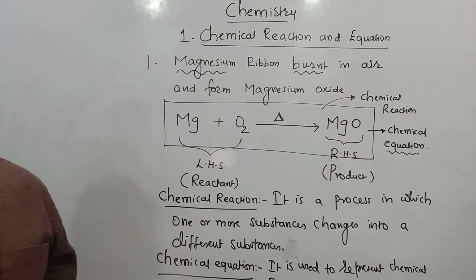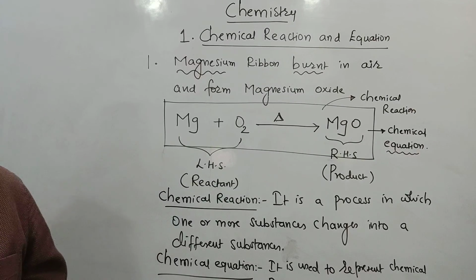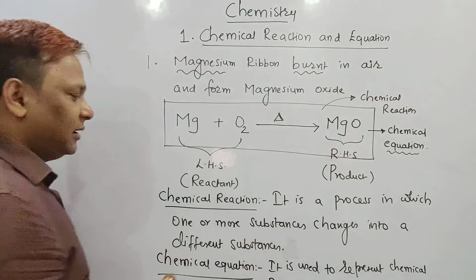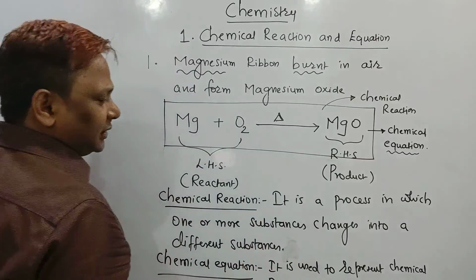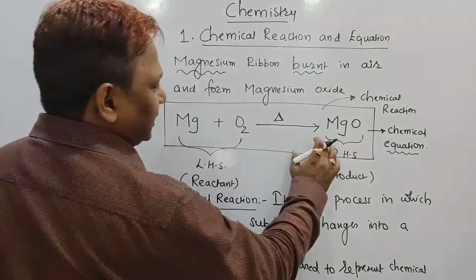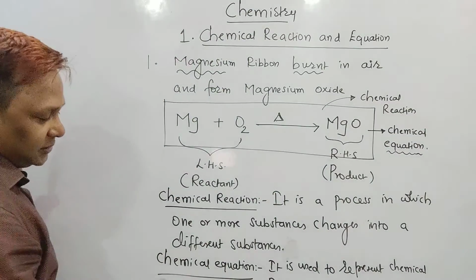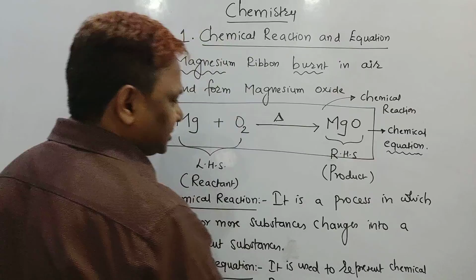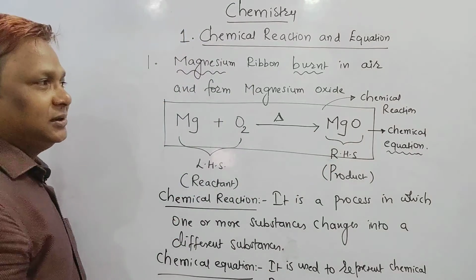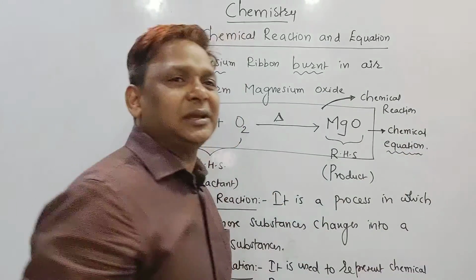A chemical reaction is a change in which one or more substances form new substances. And to represent these chemical reactions, it should be represented in the form of what? Reactions, and that reaction is called a chemical equation. So chemical equation is used to represent the chemical reaction. But the actual meaning of the reaction and equation, both are the same.